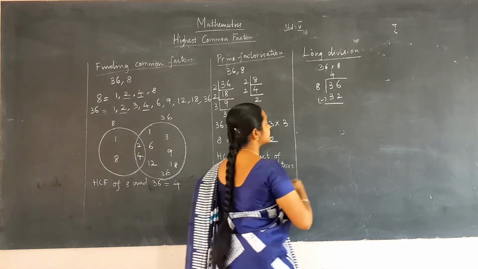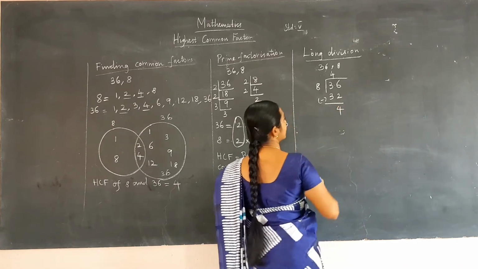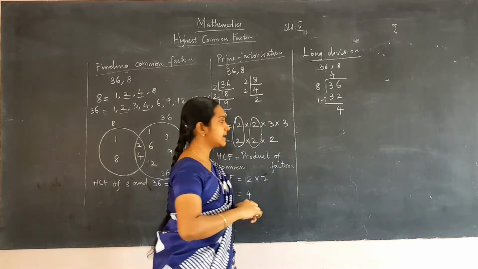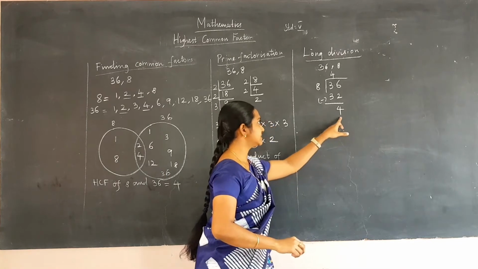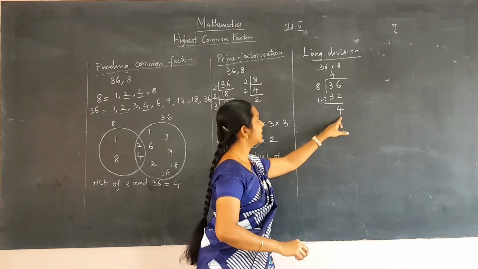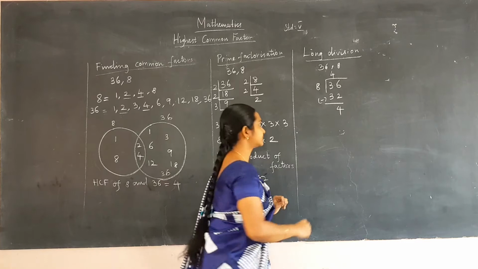Now subtract. 36 minus 32 will be 4. We have got remainder as 4. Now with that remainder, we are going to divide the divisor.